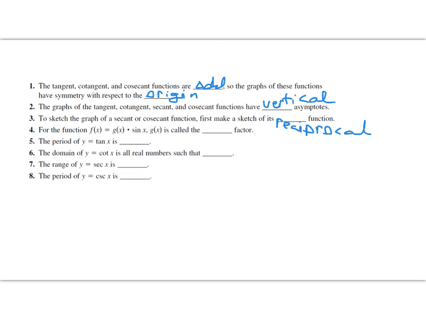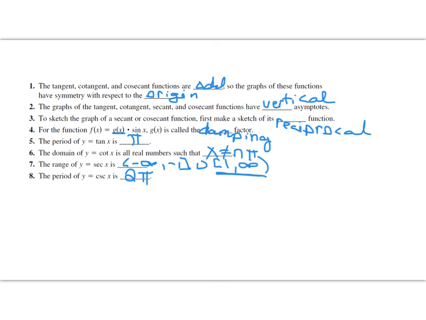For the function f of x equals g of x times sine x, g of x is called the damping factor. In other words, g of x is what is going to contain our sine x. The period of y equals tangent x is pi. The domain of y equals cotangent x is all real numbers such that x is not equal to n pi. The range of the secant x is from negative infinity to negative 1 and 1 to infinity, that's this part here. And the period of y equals cosecant x is 2 pi.